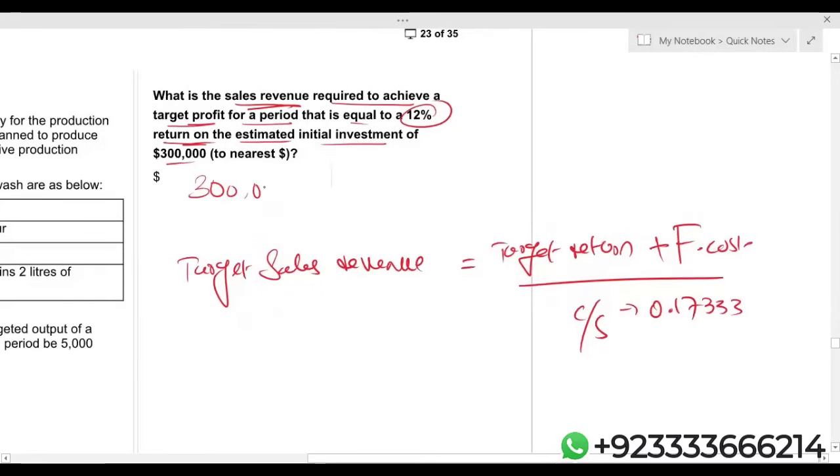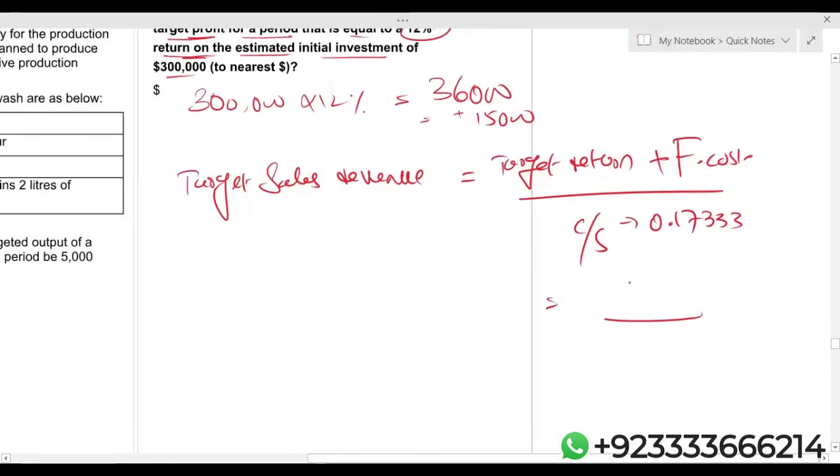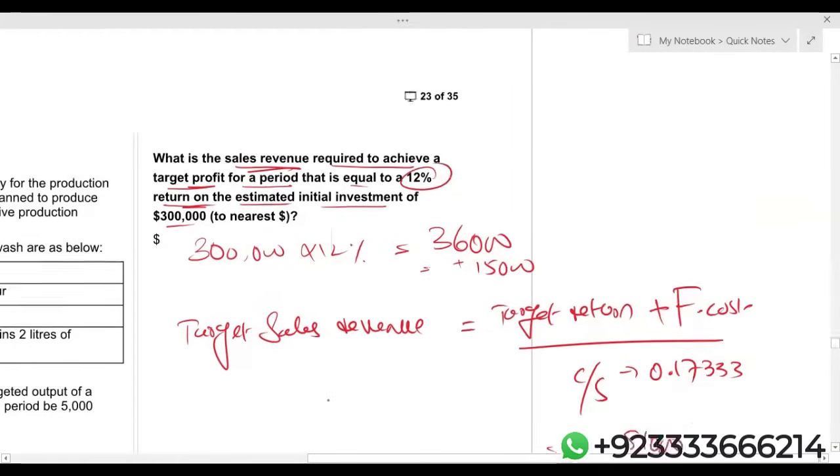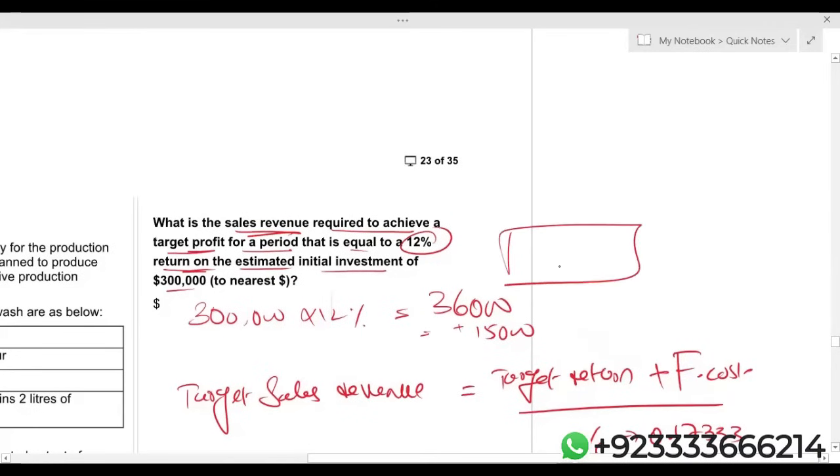300,000, just take 12% of that, 36,000, and the fixed cost is 15,000. So 36,000 plus 15,000. I'm getting 51,000. 51,000 divided by 0.17333. Students, I'm getting 294,236. Again, we have to write this in a box. 294,236.